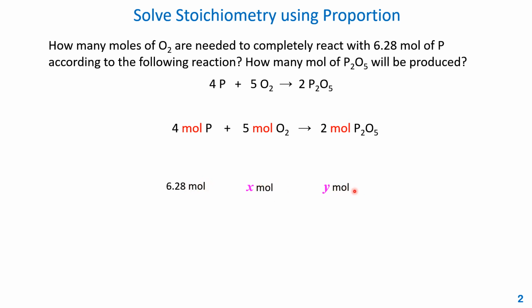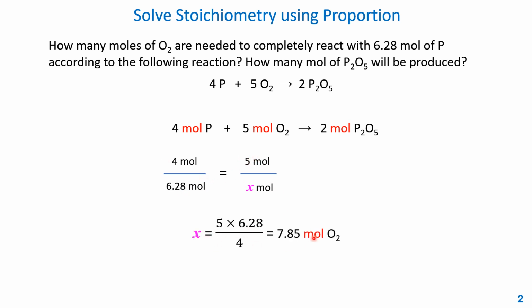Now, look at the unit of the given, this is moles, and the questions are also moles. So this kind of question will be very simple. We just write the number of moles, which is actually the coefficient of the corresponding chemical. So that's phosphorus 4, oxygen 5 here, and the product 2 here. And then this will be in proportion, so we can write it in a proportional way. Now we can just solve for X and Y. First, let's solve for X. X equals 6.28 times 5 divided by 4.